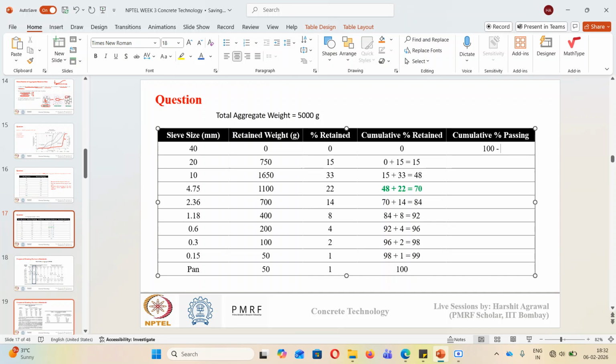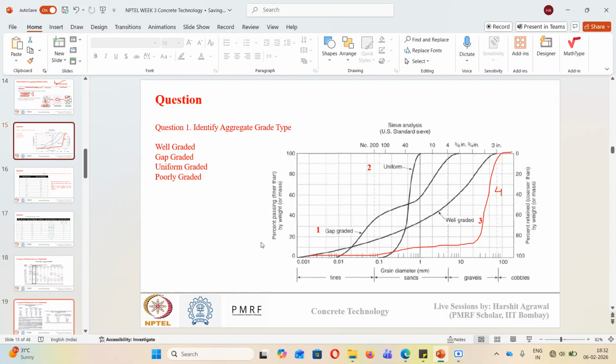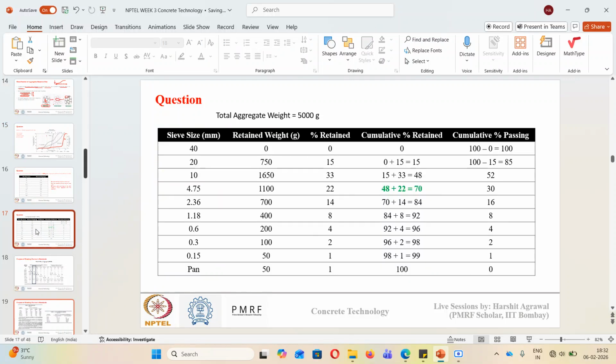So 100 minus 0 is 100. 100 minus 15 will be 85. 100 minus 48 is 52. Then 30, 16, 8, 4, 2, 1, 0. When we plot this versus this, we'll get the sieve analysis or the gradation curve of our aggregate. I hope everyone is clear with this question, how we did the calculation.